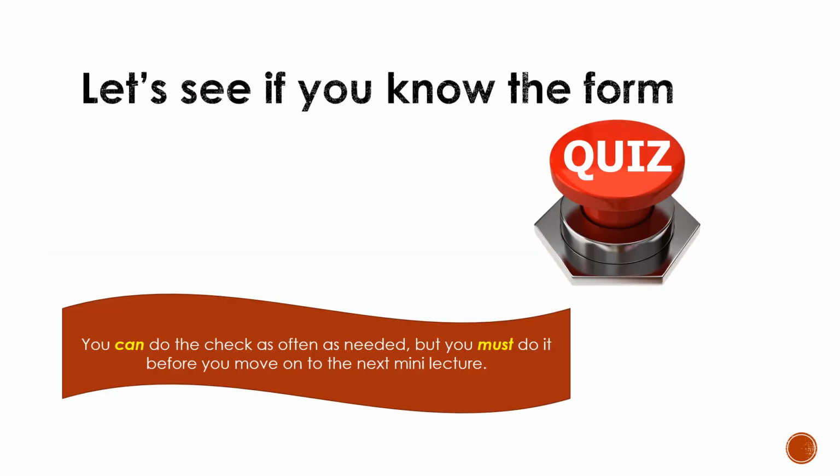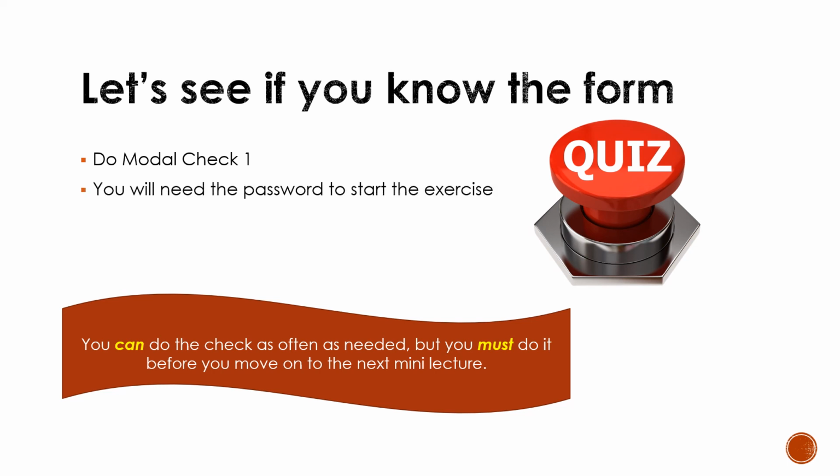So we've talked about it. We've practiced it a tiny bit. Let's see if you know the form. We're going to do our very first quiz. It's going to be modal check 1. So it's right after this in Blackboard. All right, you'll need the password to start the exercise.